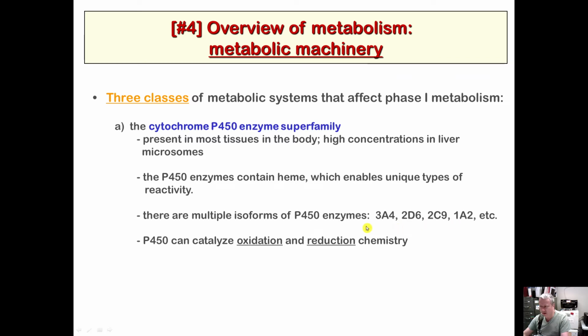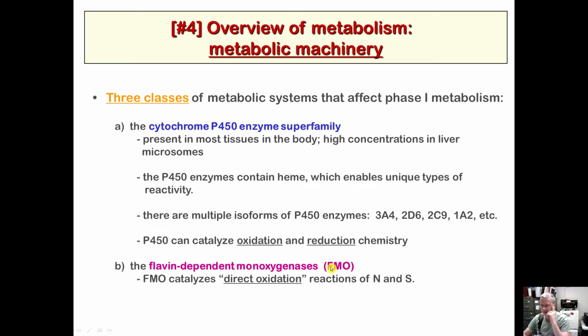But also remember that it's cool that you can do a lot of these studies in vitro, and you can actually purchase the different isoforms of P450 microsomes. You can purchase microsomes for different species, and do a lot of these studies really just in test tubes, essentially. So P450 can catalyze oxidation and reduction chemistry. Generally speaking, oxidation is the more common one that we see, but here and there, reduction dominates also. It depends on the drug a little bit.